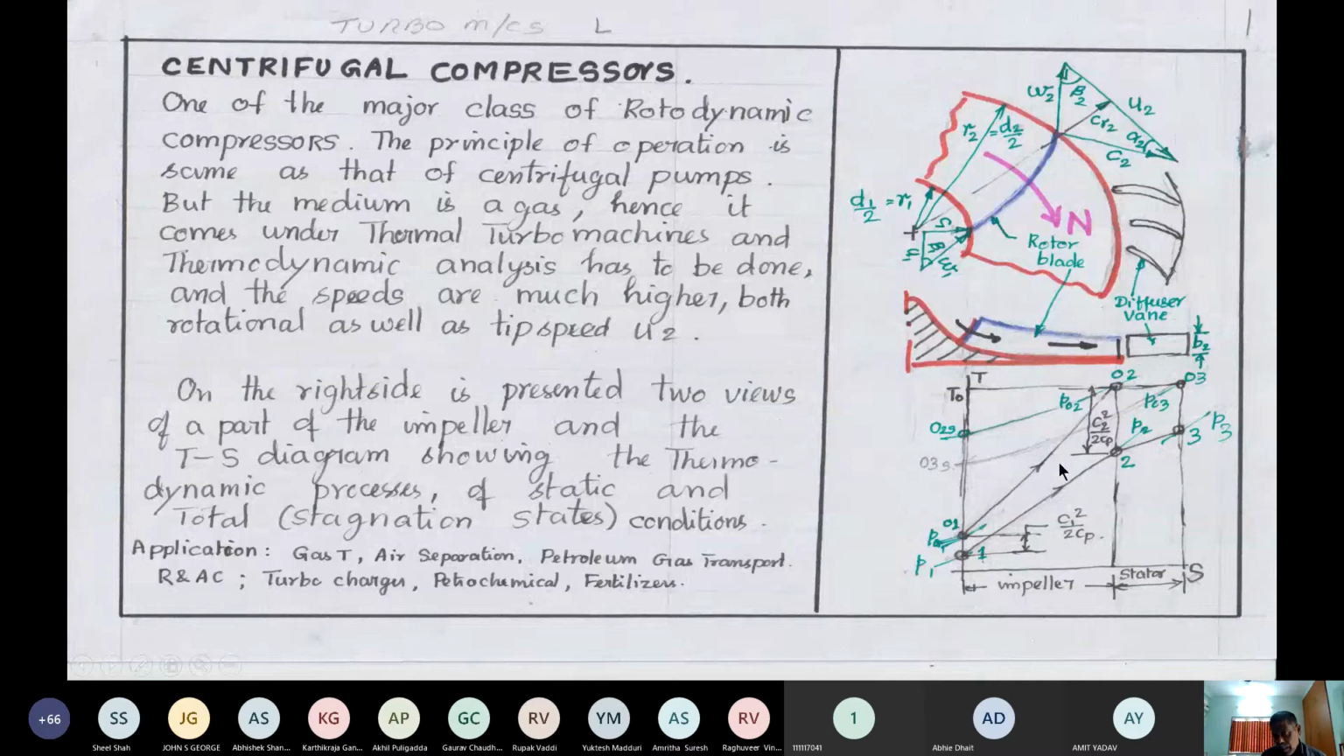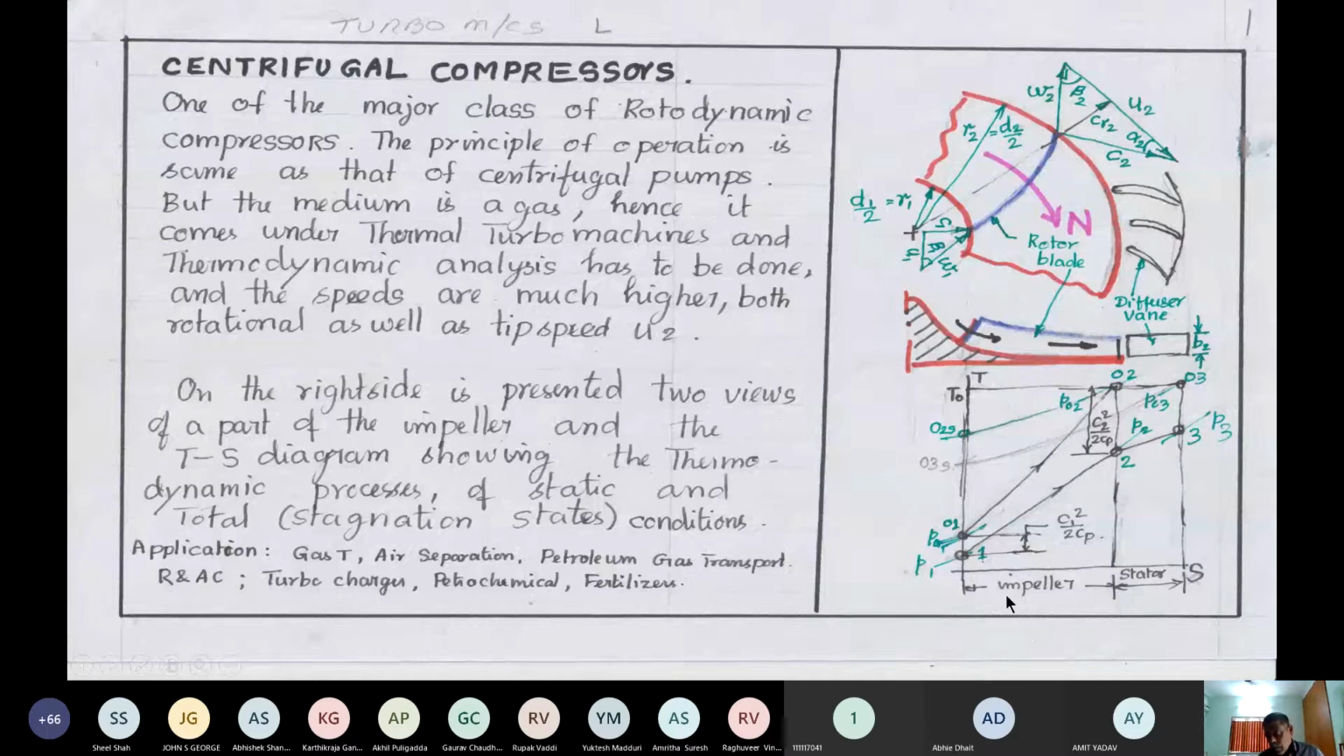I don't know how many are really familiar with this type of diagram. Those who have done the compressible flow elective must be quite familiar. Others also might have studied the TS diagram somewhere.